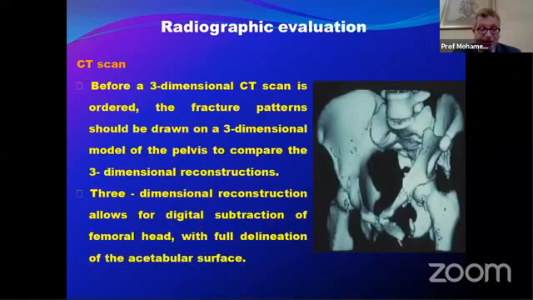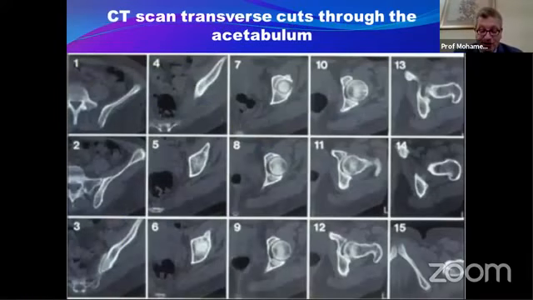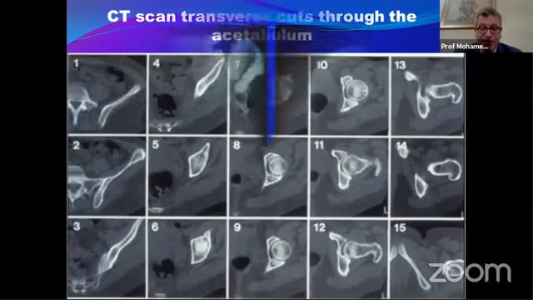This is the CT. Before a 3-dimensional CT scan is ordered, the fracture pattern I have to assemble should be drawn in a 3-dimensional model of the pelvis to compare with the 3-dimensional reconstruction. How are you going to reconstruct this type of fracture? 3-dimensional reconstruction allows for digital subtraction. It is very important to do digital subtraction of the head, and many machines can do it, which gives me full delineation of the acetabular surface. This is an example of CT cuts through the acetabulum.